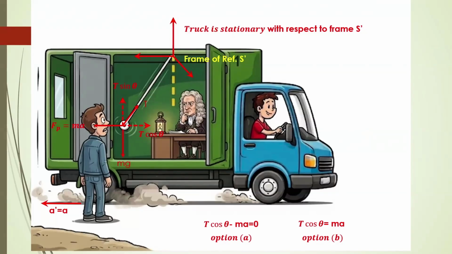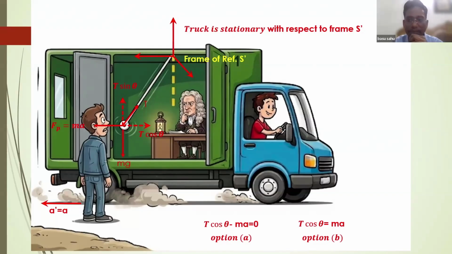Sir, option A is saying the resultant force like T cos theta minus MA. That means the net resultant maybe T cos theta is greater. We can think of it like that, and T cos theta minus MA is 0. But since we are trying to apply Newton's second law in an accelerating frame, T cos theta, for the justification, should be equal to MA.